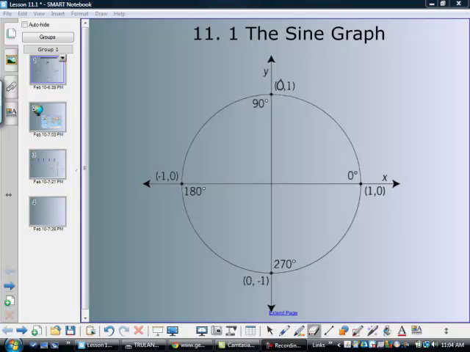So in Chapter 11, we're going to start taking our unit circle and laying it out in a graph form. It's much easier to look at things as a graph because it's a continuous movement, and our eyes and our human brain tend to understand that a little better than this lovely unit circle here. So what does that mean?